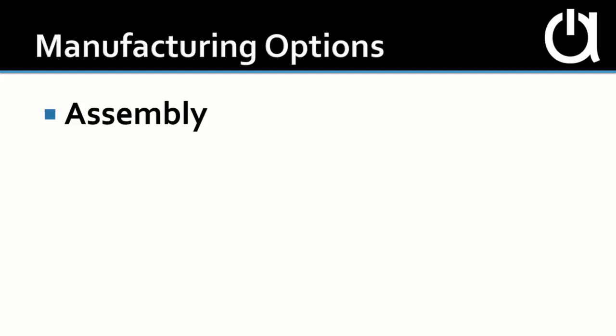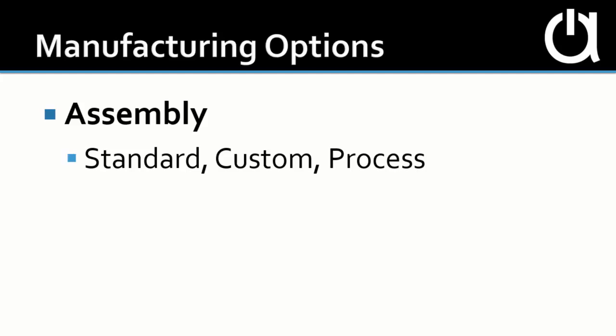The COGS account used on a sales invoice will be based on the finished good. This is due to the nature of the item being inventoried, like it is an item itself after it's been posted instead of multiple components. You have the option of utilizing standard, custom, and/or process assemblies.